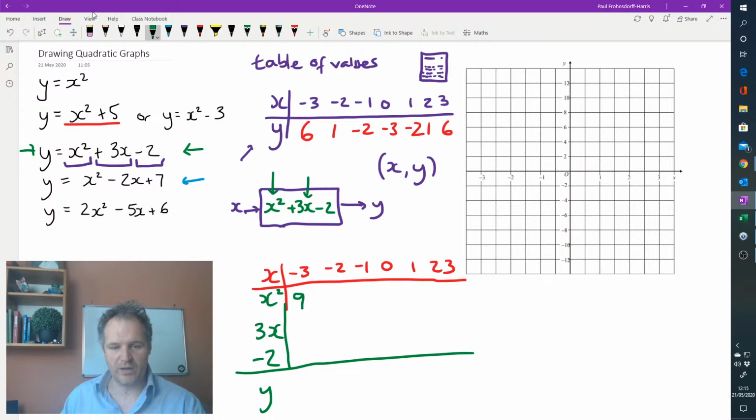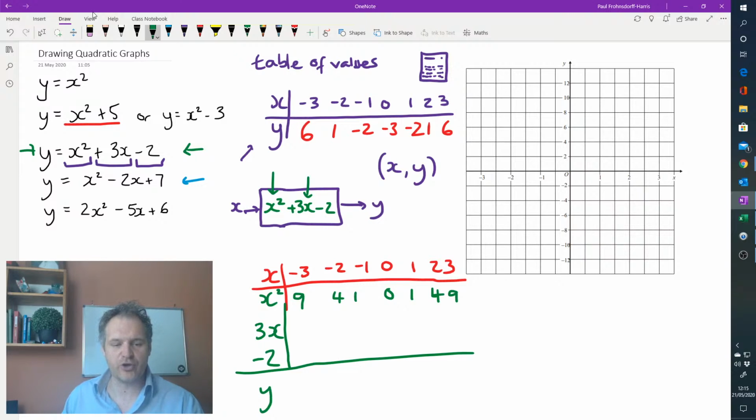X squared. Well, I have said we want to kind of learn these because it's 9, 4, 1, 0, 1, 4, 9. So square numbers, always positives. Just like Sophie just said, we always have positive numbers for squares.